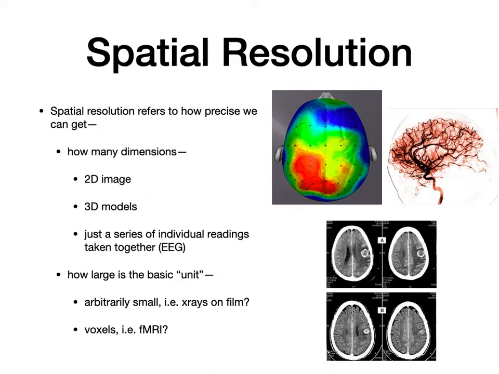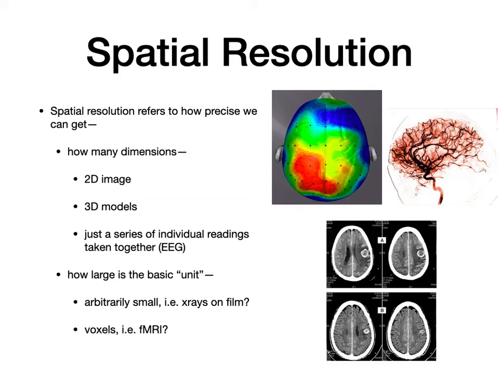So, spatial resolution. It's just the basic idea of how precise we can get with the physical, the sort of the spatial layout that we achieve. How many dimensions? That's one way to think of this. 2-dimensional image, 3-dimensional full models, or maybe just a series of individual readings all taken together in an EEG net. An EEG net gives terrible spatial resolution. It's only 64 different little single nodes, whereas a CAT scan is giving about as fine detail as the film can get.